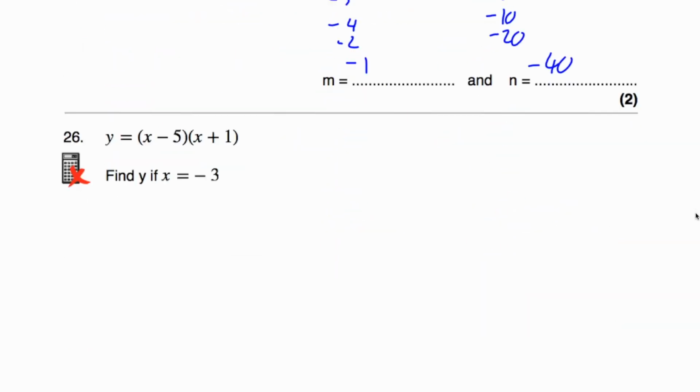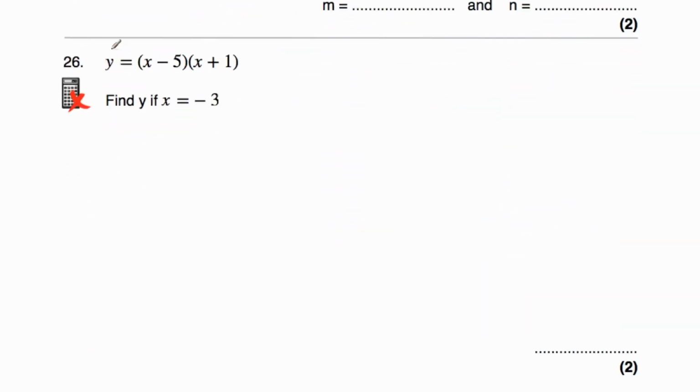Okay, question number 26. We're told that y equals (x minus 5)(x plus 1). So what that means is we've got this bracket and we're going to multiply it by this bracket. And we've been asked to find y whenever x is equal to negative 3. So we know that x is equal to negative 3. That means we can work out the value of this bracket, we can work out the value for that bracket, and then just times them together. And that will tell us our value for y.